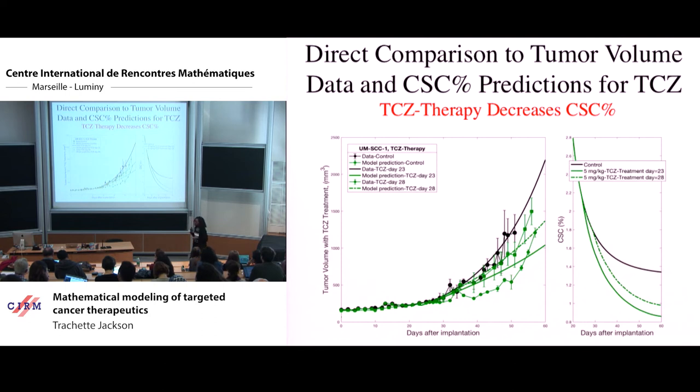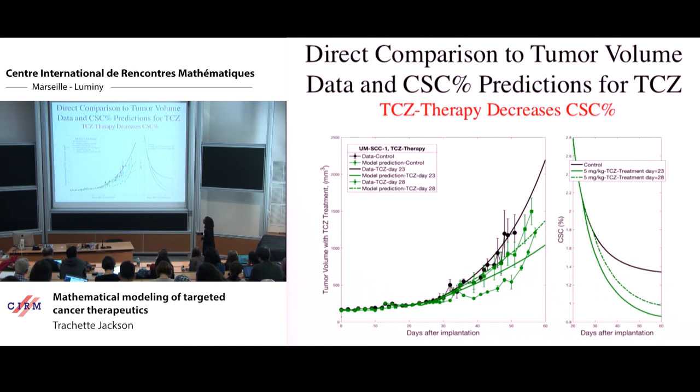So what we do is we fit the model to the control data, and then we don't do any more parameter fitting. All we do is run a simulation and lay our modeling results on top of the data to see how well the model does on its own, with no tweaking of any parameters. The two different green curves are treatments given on two different days, and the modeling predictions for those, and the model is doing really well without any tweaking of the parameters.